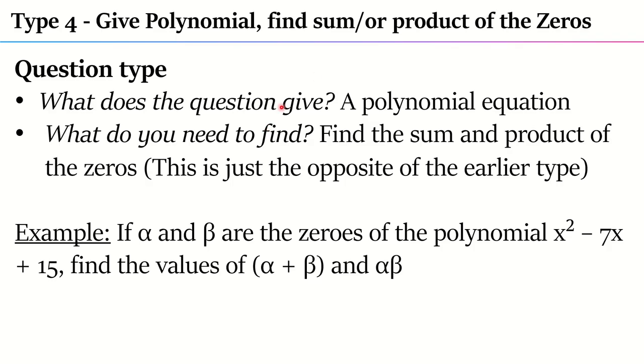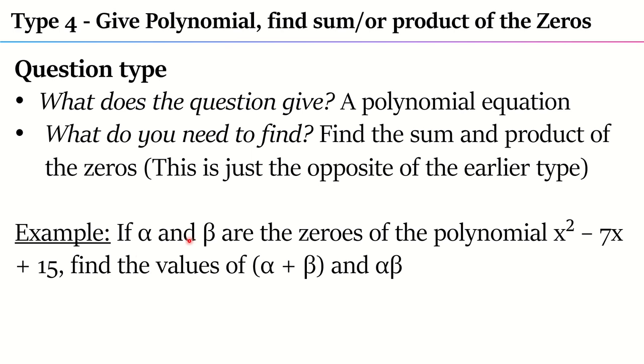So this is the fourth pattern of problem which we will be understanding. The question could give you a polynomial and they will ask you to find the sum and the product of the zeros. This is exactly the opposite of whatever we did in our previous pattern 3 in our previous video. So in the example or sample problem, we'll see how to find out the sum and product of the zeros of polynomials.